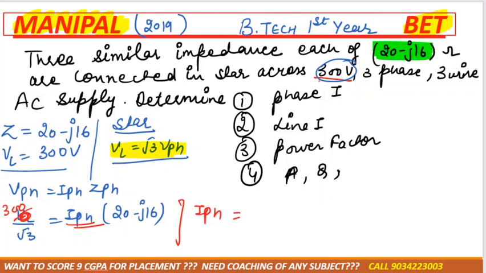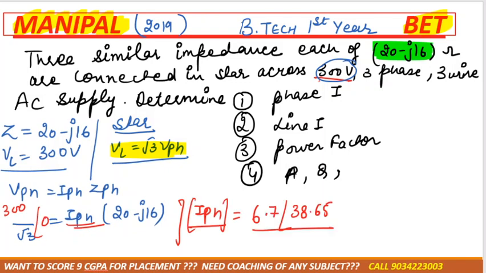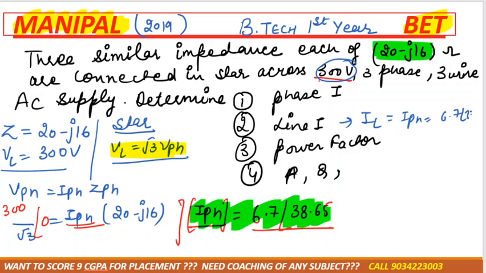Tell me first. So after calculation of IPH, you will get this value. And as you know, in the star connection, current is equal, so line current is also the same. That is IPH, that is 6.7 and angle 38.6. Now you need to calculate the power factor. Power factor is what? Cos phi, right? So tell me, how can you get the phi, phase angle?